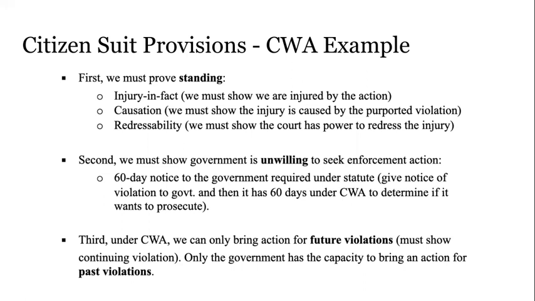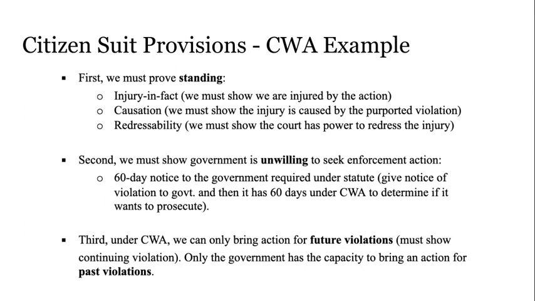You must give notice of the violation to the government, and then it has 60 days under the Clean Water Act to determine if it wants to prosecute. So that's one of the situations where government says yes or no within that 60 days, or it simply doesn't act within that 60 days, and you show that the 60 days has expired and therefore move forward. And third, under the Clean Water Act, you can only bring an action for future violations.